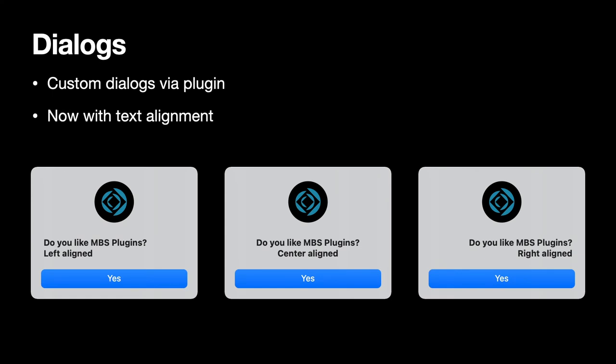Next, we have functions for custom dialogs and the plugin. And recently, we added support for text alignment, so you can use left, center, or right aligned text. And as you may know, newer macOS versions tend to center align everything by default.